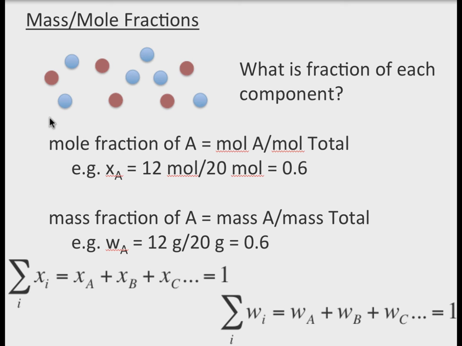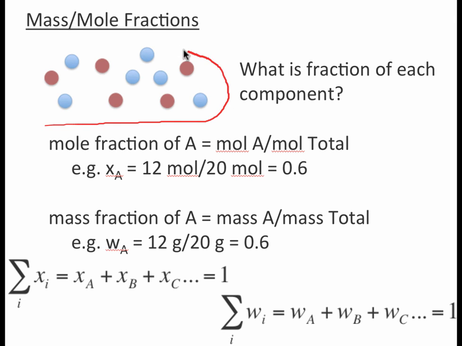Here I just have an example where these moles represent atoms or molecules in this mixture of A and B, related to the blue and the red. We want to know what's the fraction for component A or component B. We can calculate the mole fraction, and that's just the number of moles of A divided by the total number of moles. That'll give us a number. For example, if I have 12 moles of A and 20 moles total, the mole fraction of A is 0.6.